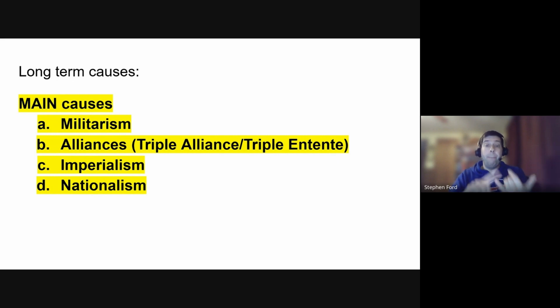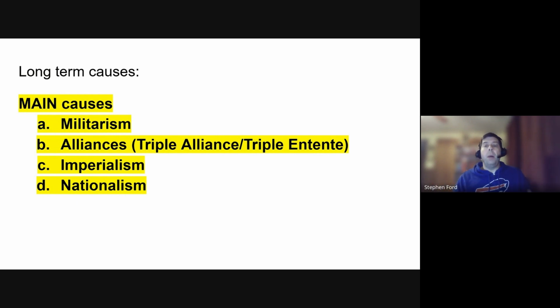Here's the acronym: MAIN. M, militarism, A, alliances. Also, if we say MAIN, there's a second A in there, a short term cause. If we just want to say causes and cross out the long-term idea there, you could do that if you want to, but we don't necessarily need to. I will have it disappear here. There we go. Look at it as it goes away. Causes of World War I: MAIN.